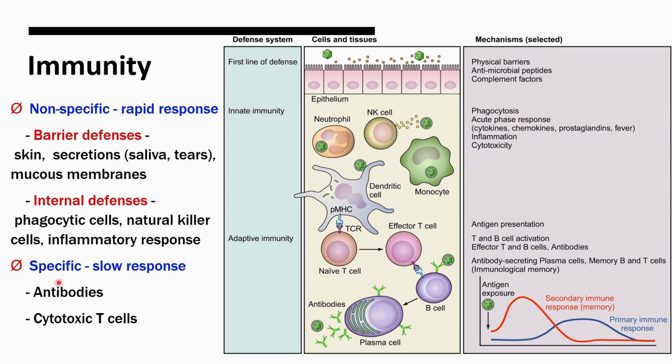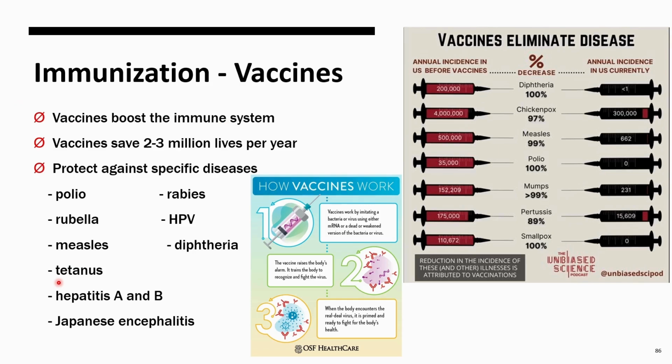So if your immunity is low, or if your immunity is not as expected, not like other people, how can you boost your immunity? One way is through vaccines. Vaccines are an artificial immunization process. In this artificial immunity, the vaccines boost your immune system. Up to now, vaccines have saved around 2 to 3 million lives per year. They provide protection against polio, rubella, measles, tetanus, HPV, diphtheria. There are many other diseases.